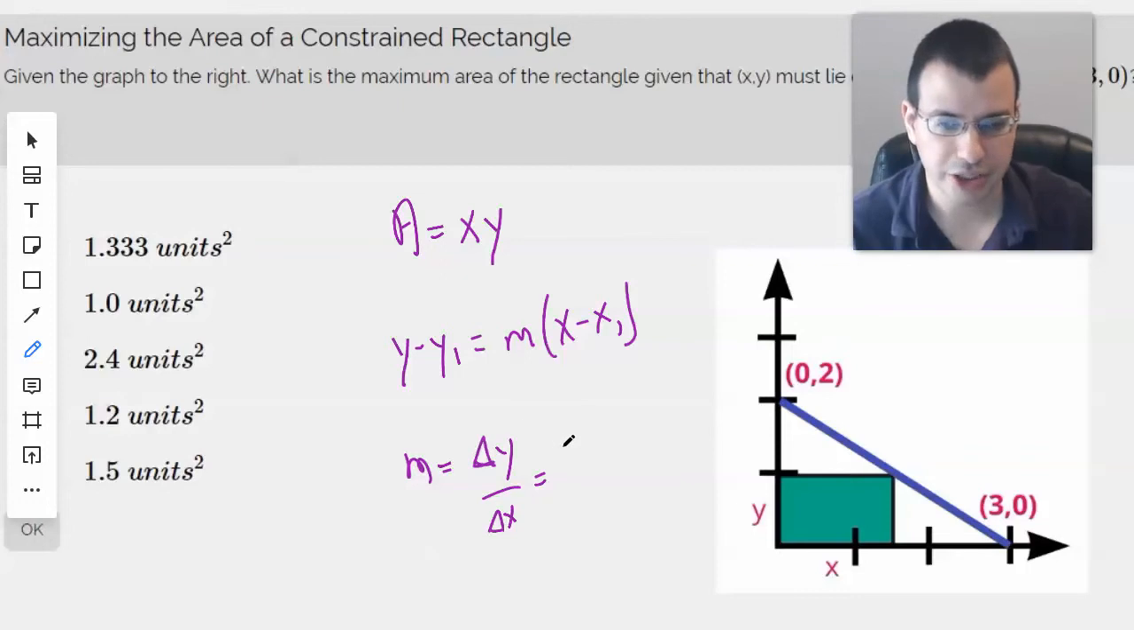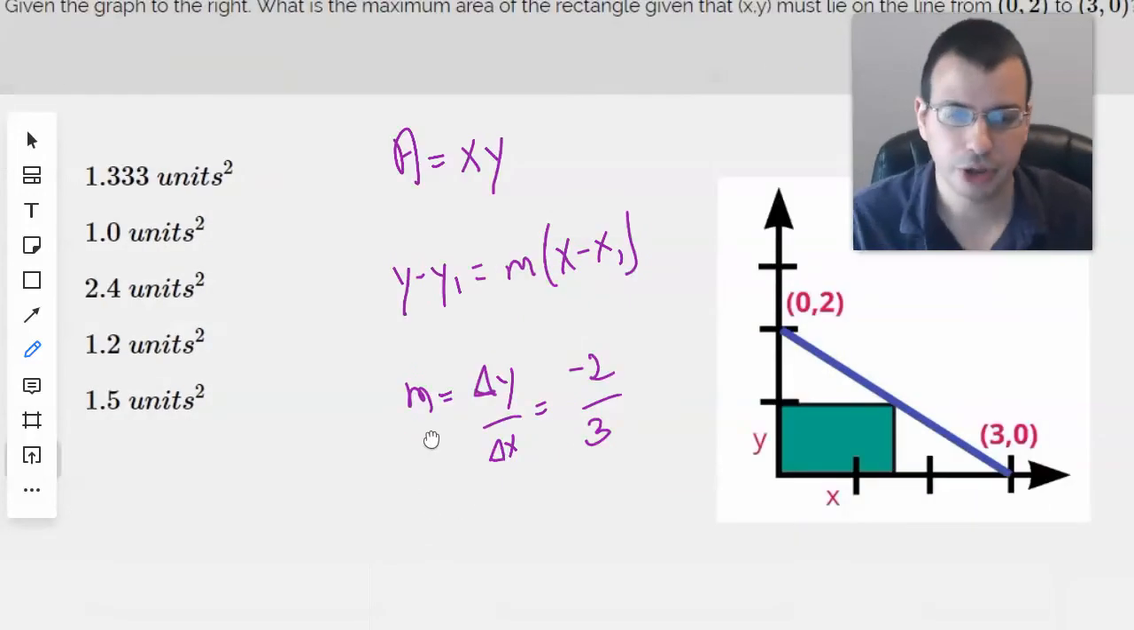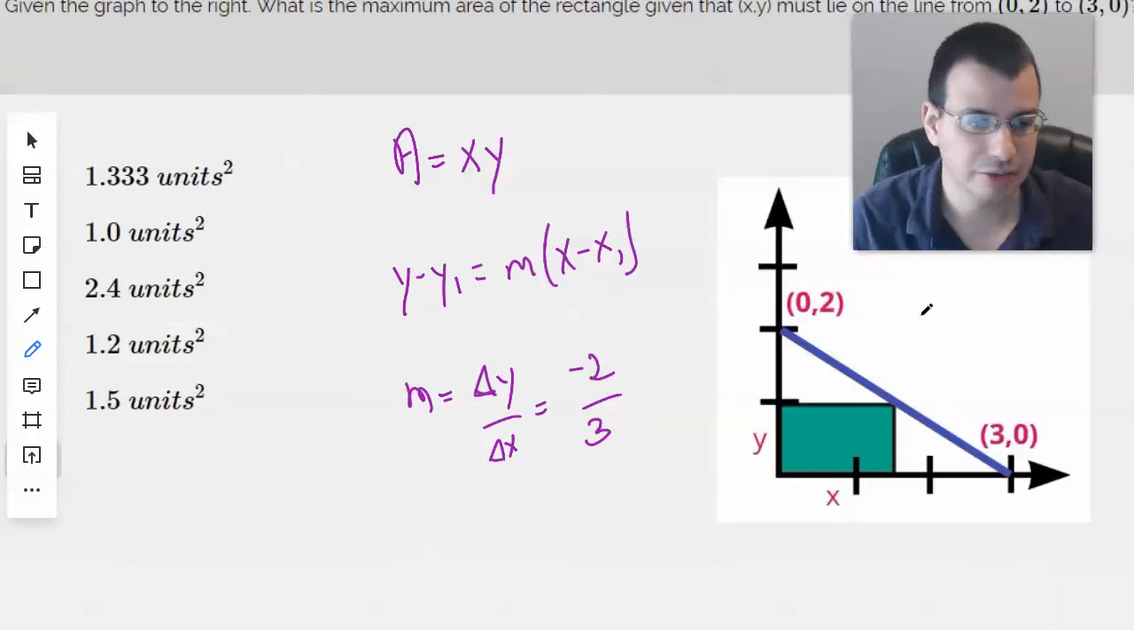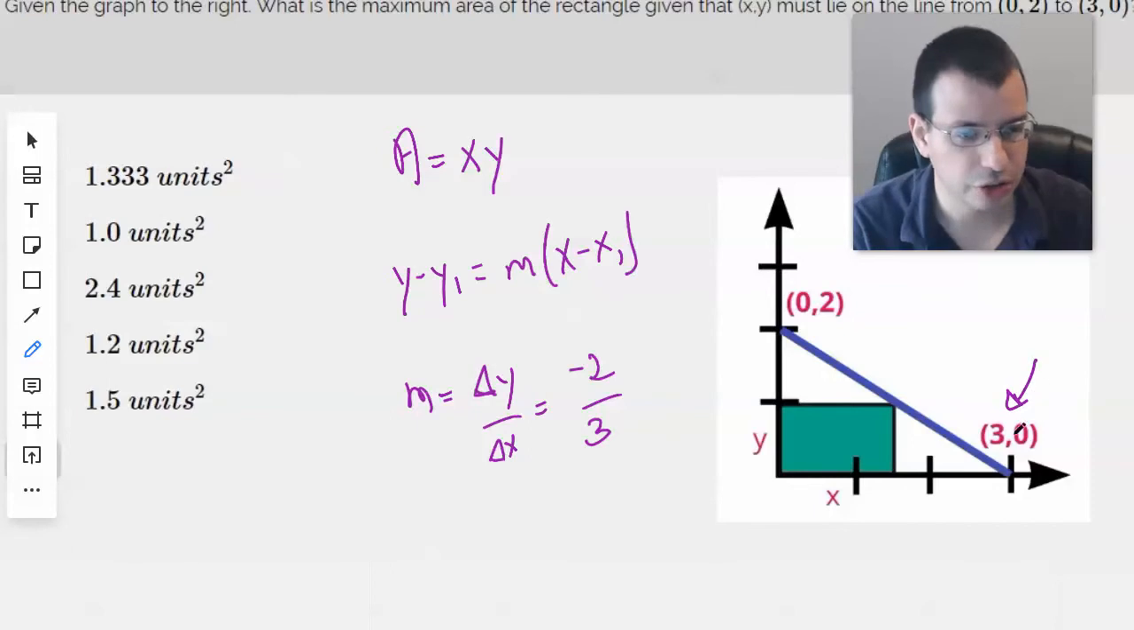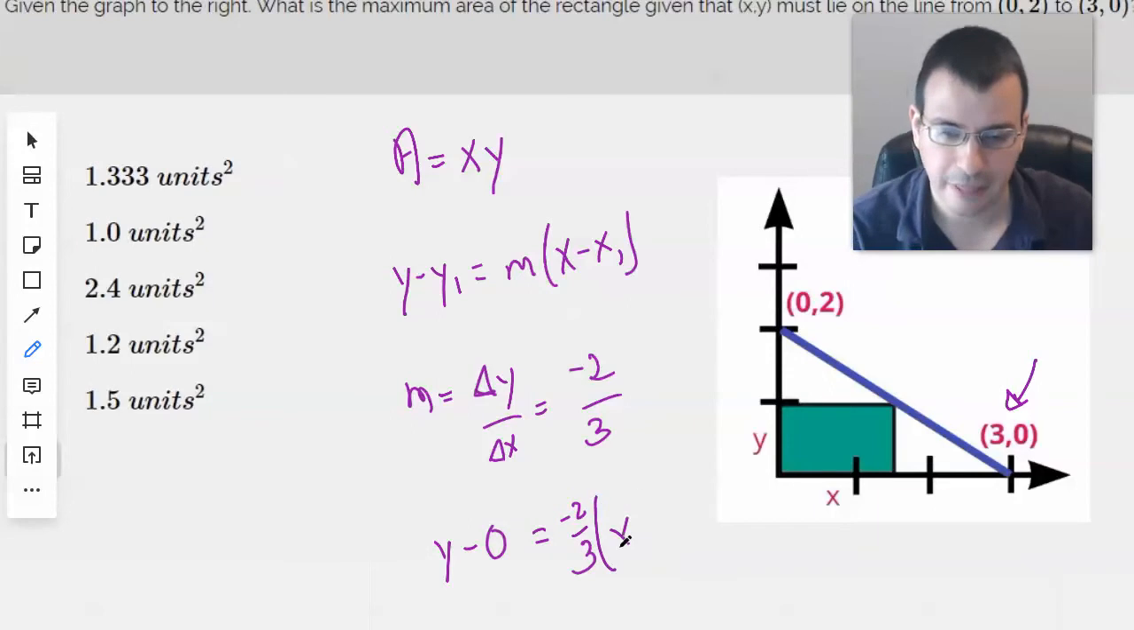The rise here goes from 2 to 0, so it'll be negative 2. And then the x goes from 0 to 3, so it'll be negative 2/3. And the point we'll use, let's say, is (3, 0). So y minus 0 equals negative 2/3 times (x minus 3).